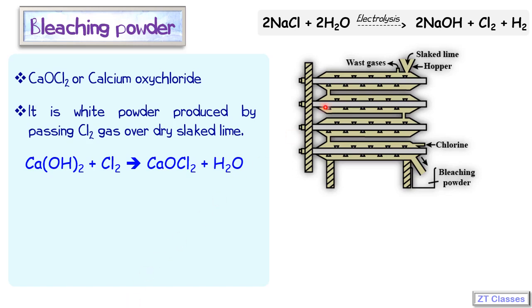In industry you have conveyor belts. On this conveyor belt slaked lime is poured, and from the other end chlorine gas is inserted. This chlorine gas passes over all the chambers and reacts with slaked lime. The end product which we get is bleaching powder, right? The chlorine gas which is not used is recollected and reused.